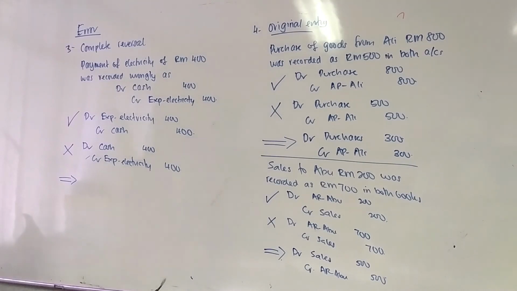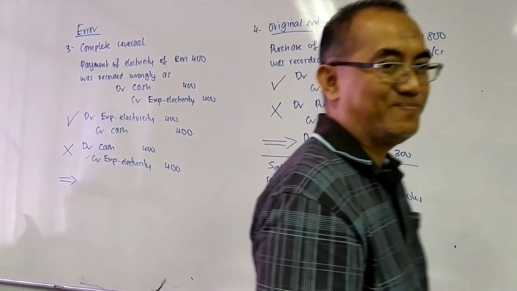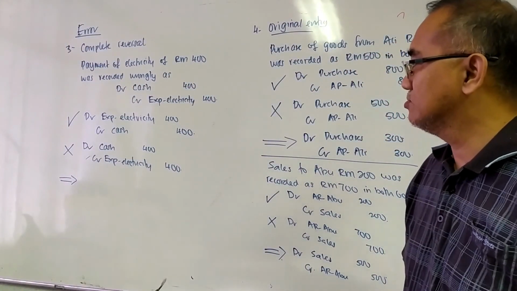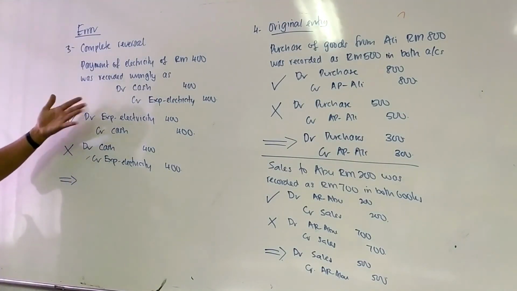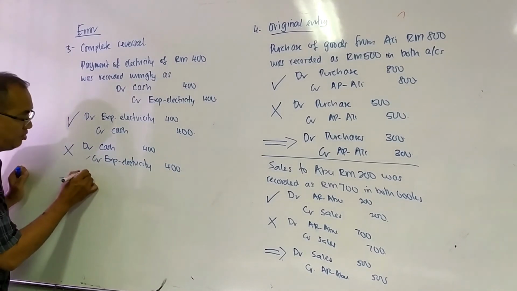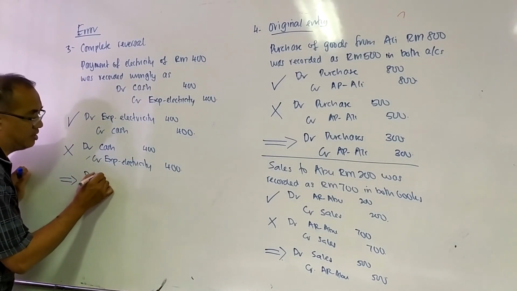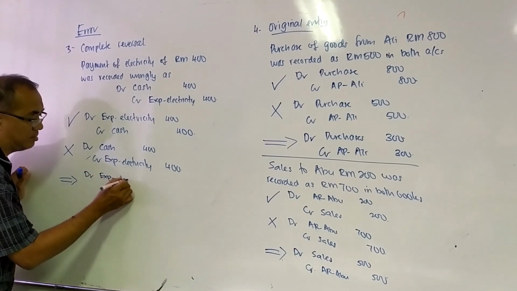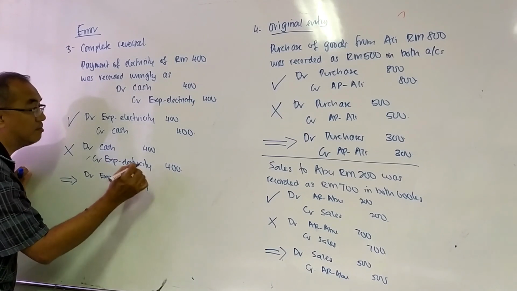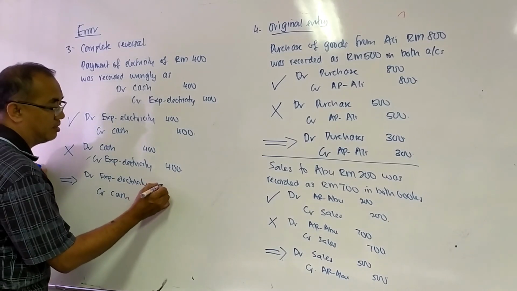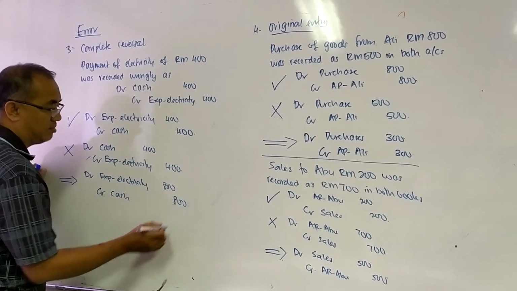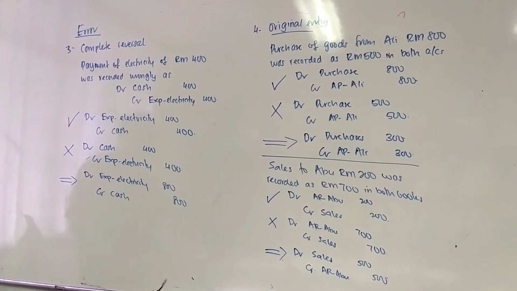So the correction. How do you do this correction? So debit electricity 800. Why 800? 400 to cancel the wrong entry, and then 400 to add the right one.